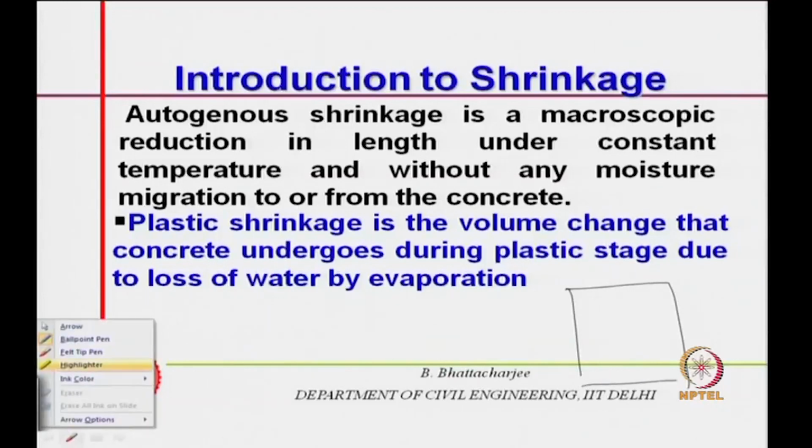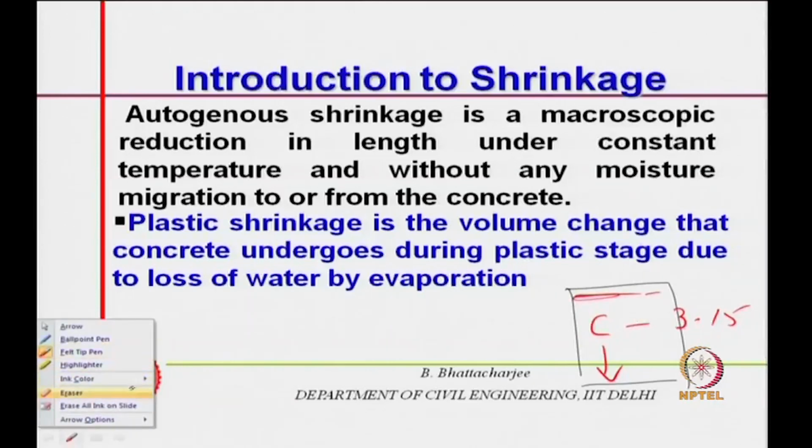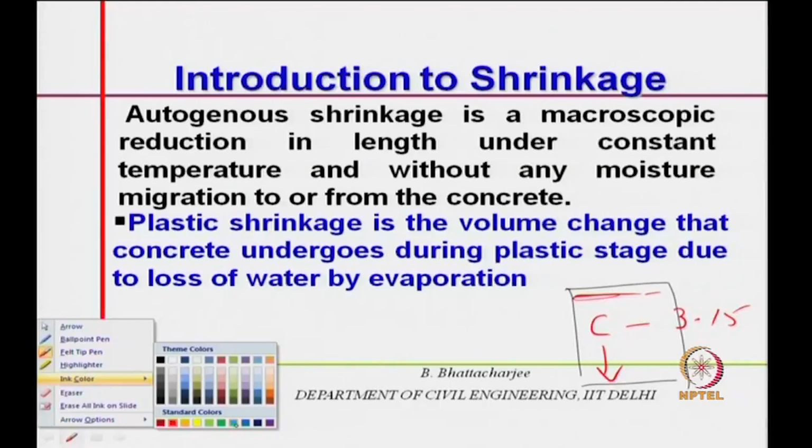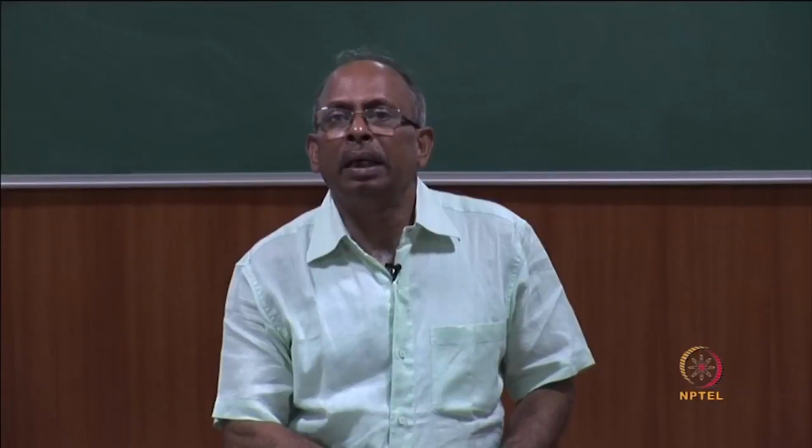So, something like this is your concrete, and because the specific gravity of cement is 3.15, it will have a tendency to come down, and water has a tendency to come up. So, you will have water coming in here and accumulating as bleed water. And if it evaporates, or even if there is no bleed water but some water evaporates from here, more water will tend to move upward, and therefore the solid will subside and settlement will occur. So, there is a volume change associated with this because of loss of water by evaporation, and quite often this is referred to as plastic shrinkage.